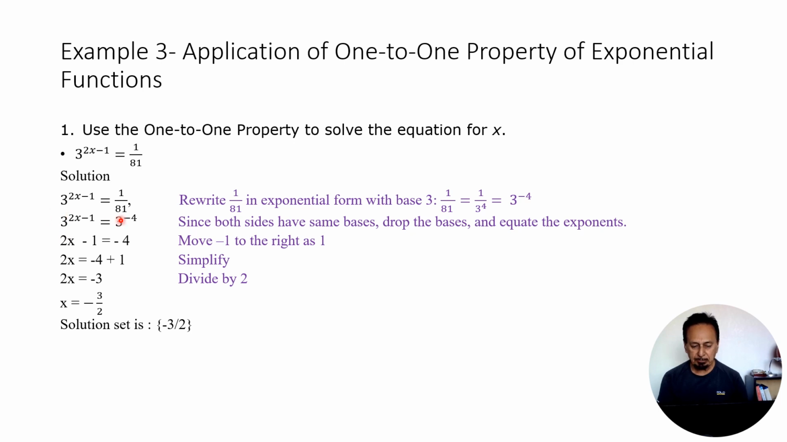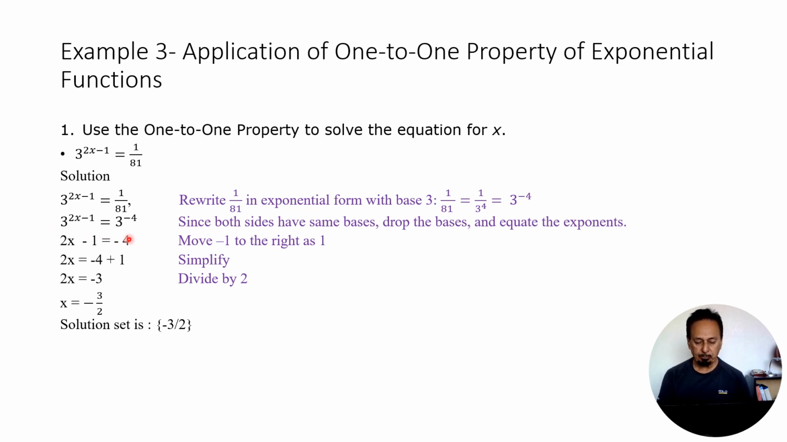If you look at these numbers, 3 and 81, they are related in some way. So 81 we can rewrite as 3 to the power 4. So 1 over 81 we can write as 1 over 3 to the 4. Now we can move the 3 to the 4 to the top and it becomes 3 to the minus 4. So this equation becomes 3 to the 2x minus 1 equals 3 to the minus 4.